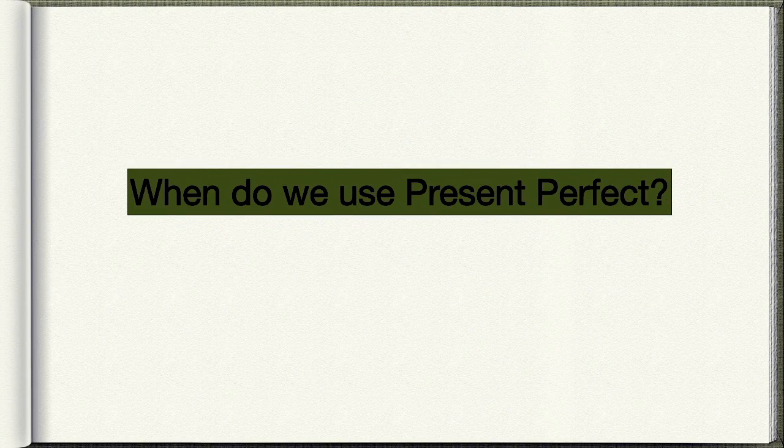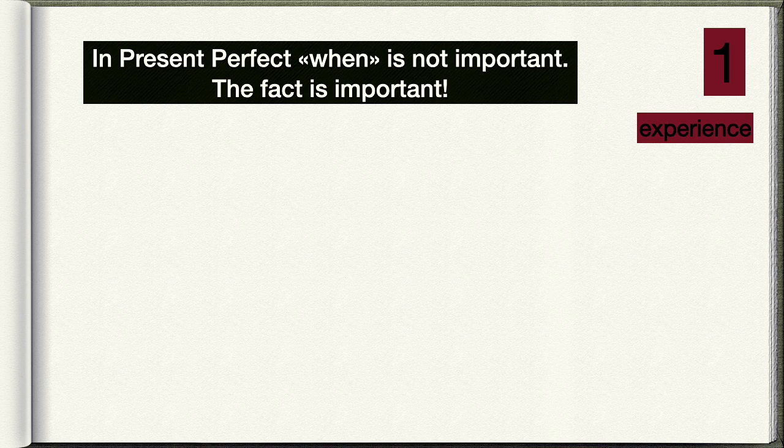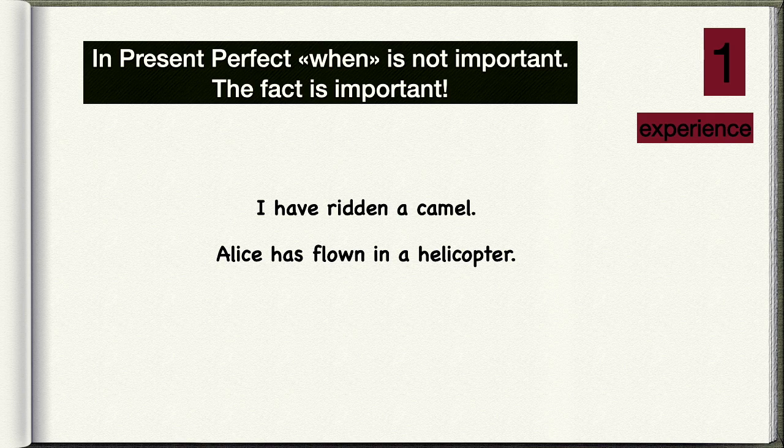When do we use present perfect? Number 1. We use present perfect when we talk about our experience. Here, when is not important, the fact is important. I have ridden a camel. Wow! I have the experience of riding a camel, and it's not important when I did it.